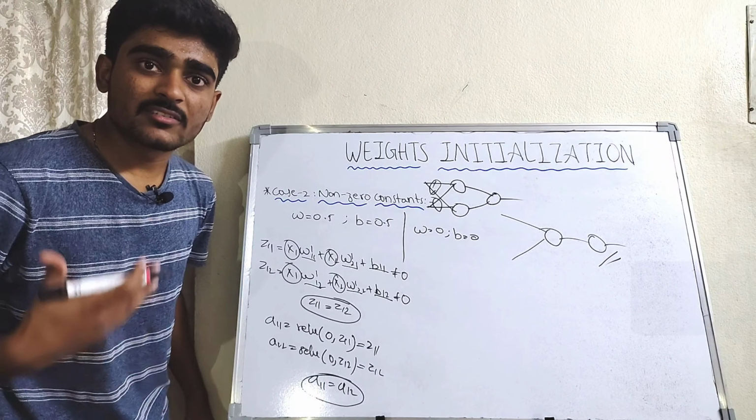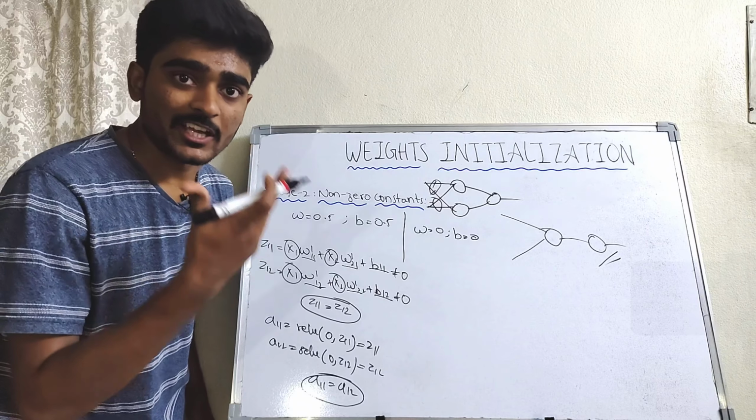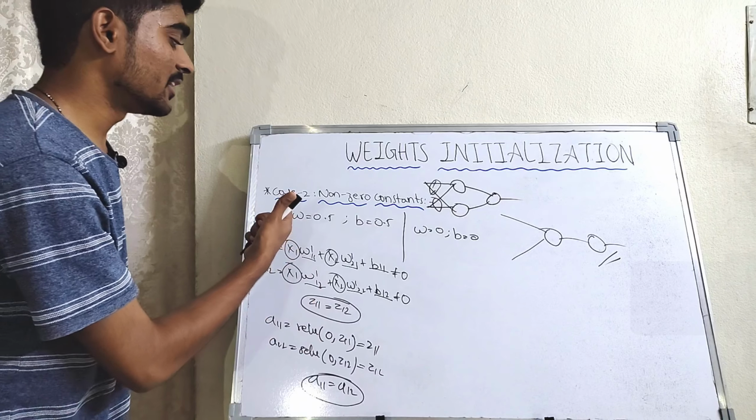So it treats the neural network in this way, and we'll have the same problem of not capturing the non-linearity. This is a linear model. This is the case 2.